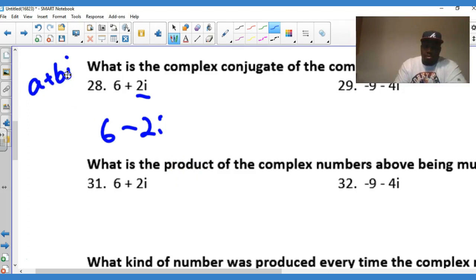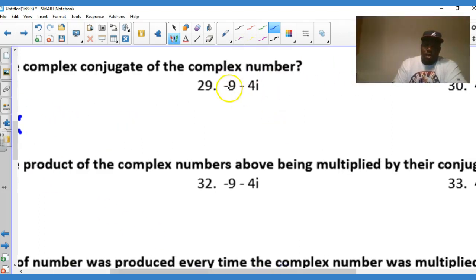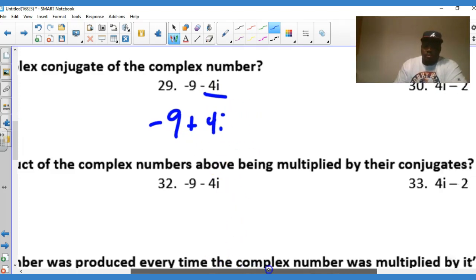This is standard form, a plus bi. Imaginary number second, real number first. Over here, real number, imaginary number. So the imaginary number is second. This is the standard form. So now you ask yourself, what's the sign in front of the imaginary number? Well, it's negative. So we're going to change that sign right there. This is the imaginary part. We change that sign for the conjugate into a plus. So negative 9 plus 4i is the conjugate.